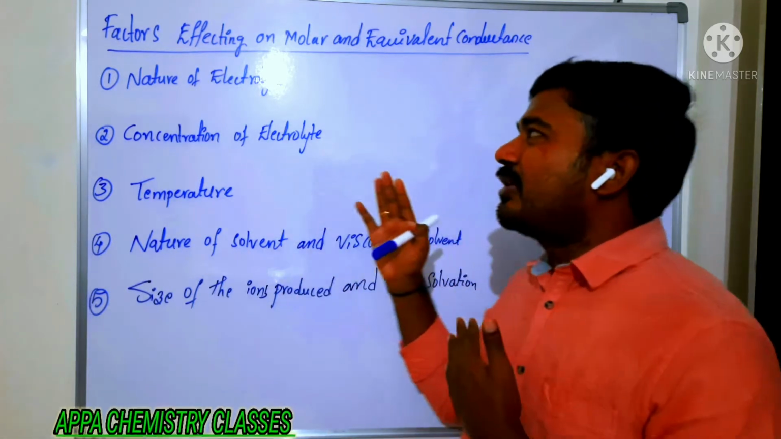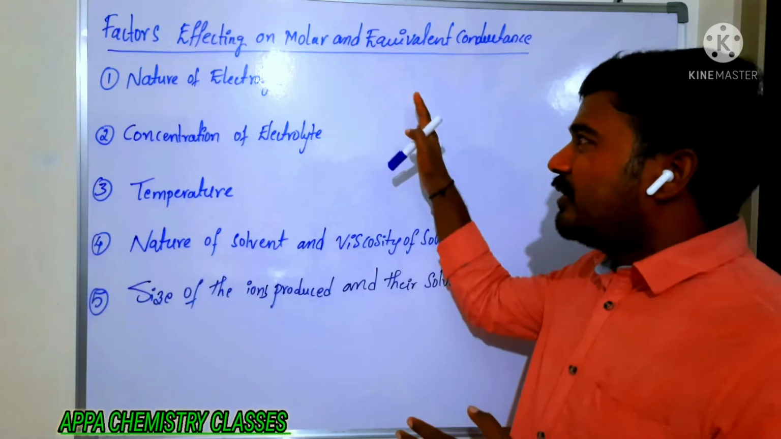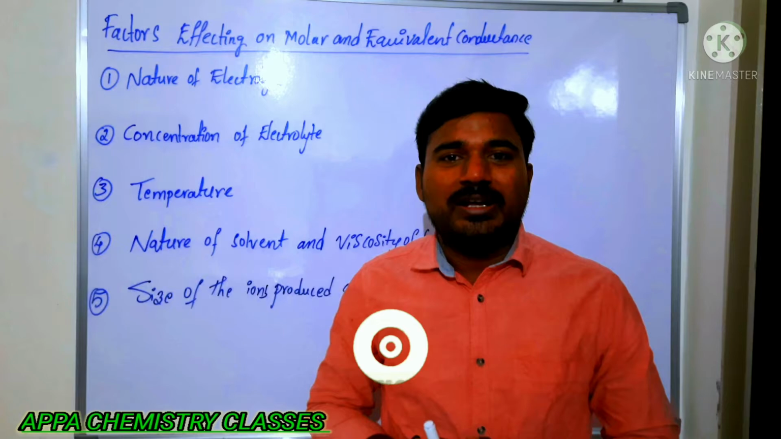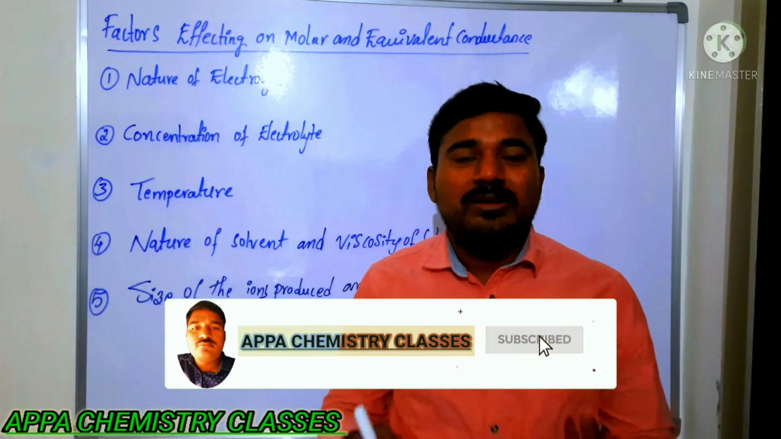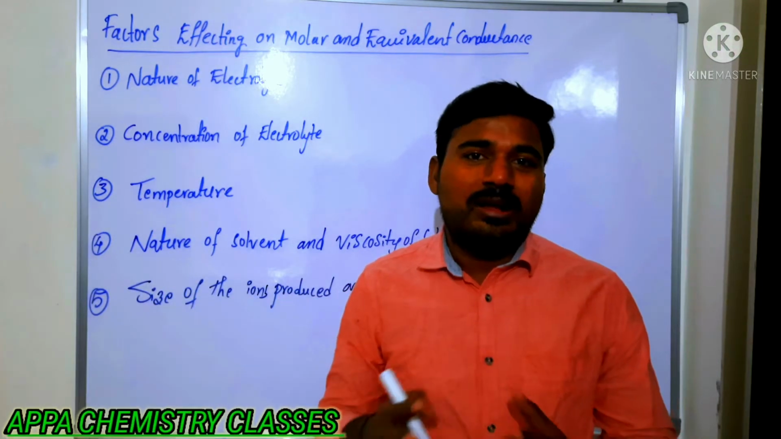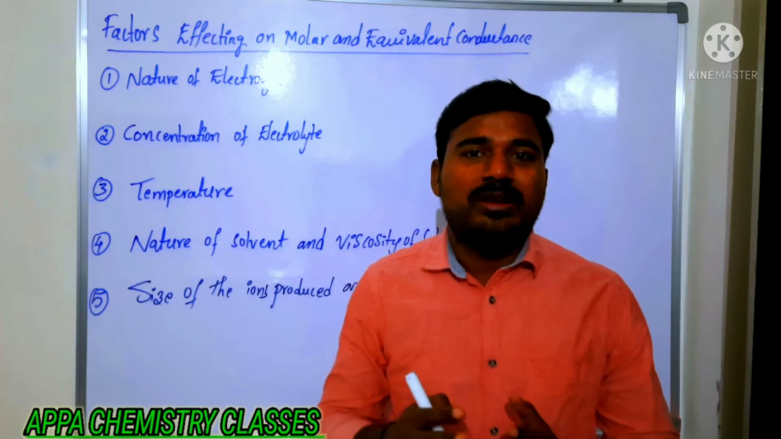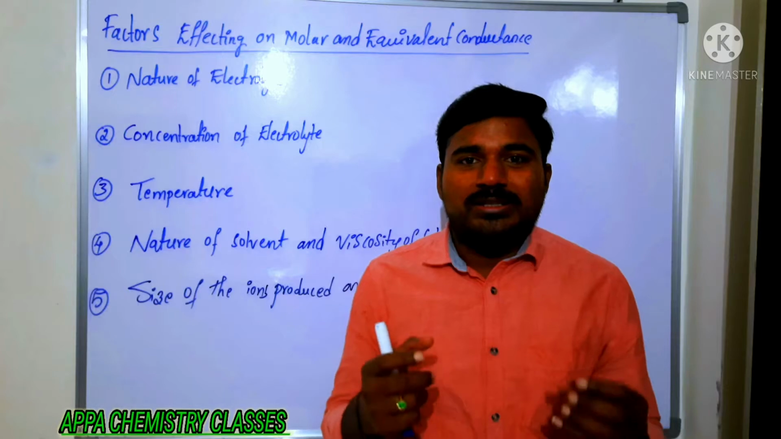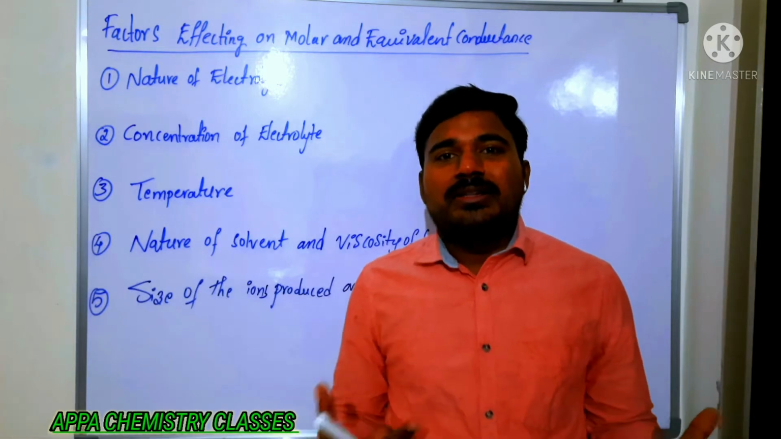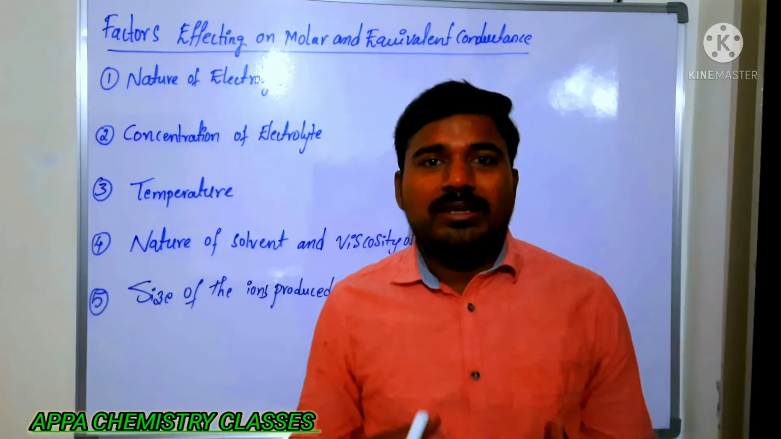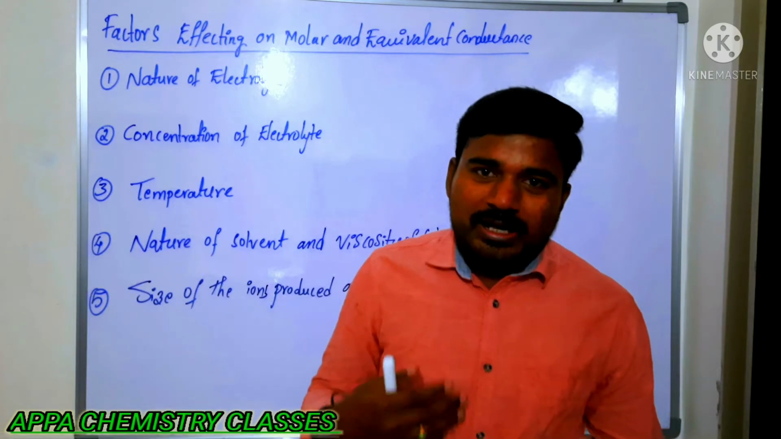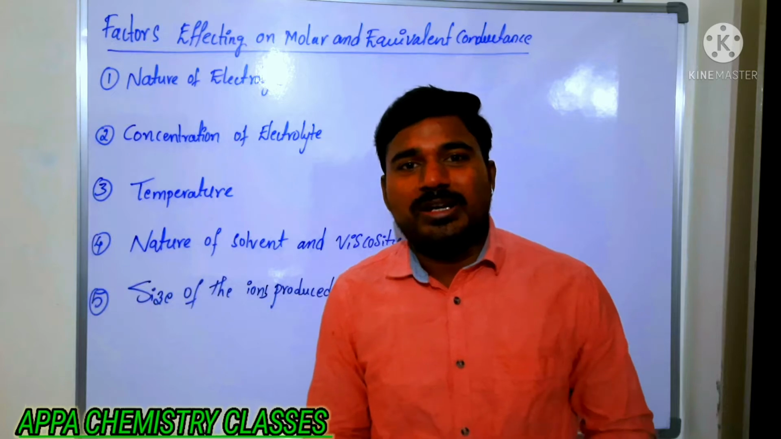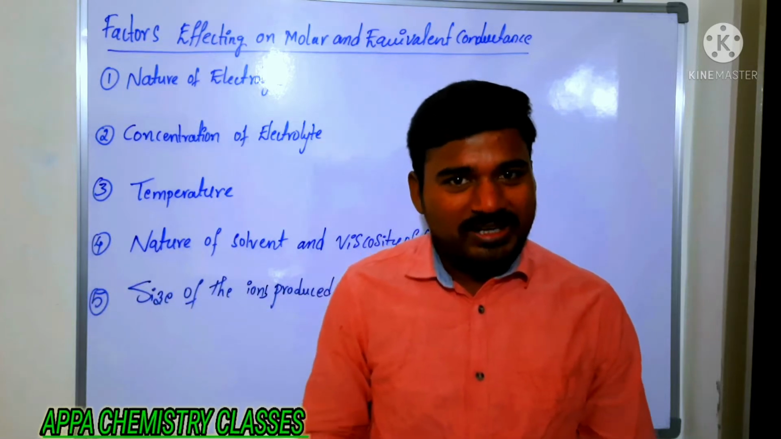Now it is electrochemistry part 4. In this we are going to discuss the factors affecting molar and equivalent conductance, and after that, most importantly, the Debye-Hückel-Onsager equation for strong electrolytic solutions. How we are going to calculate the conductance of a strong electrolyte graphically, and after that we will learn how to calculate the conductance of a weak electrolyte also.